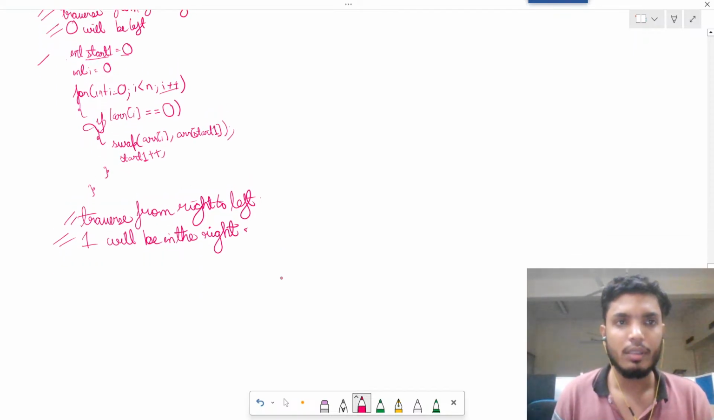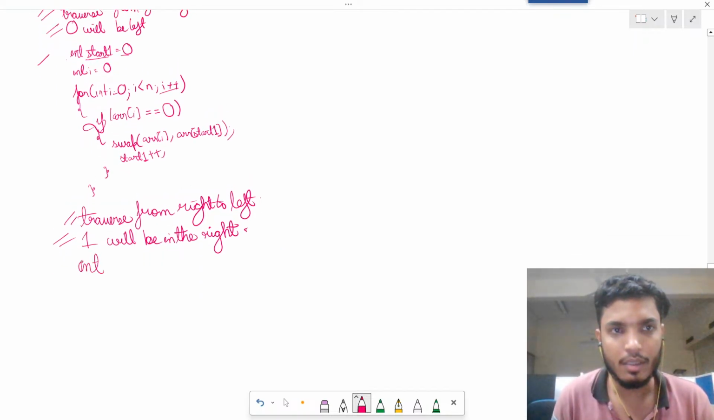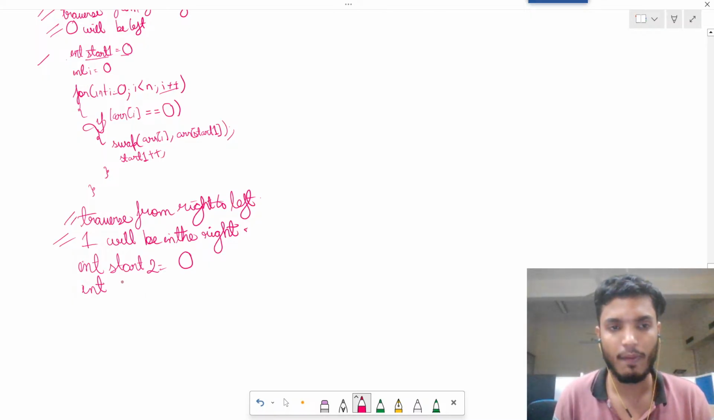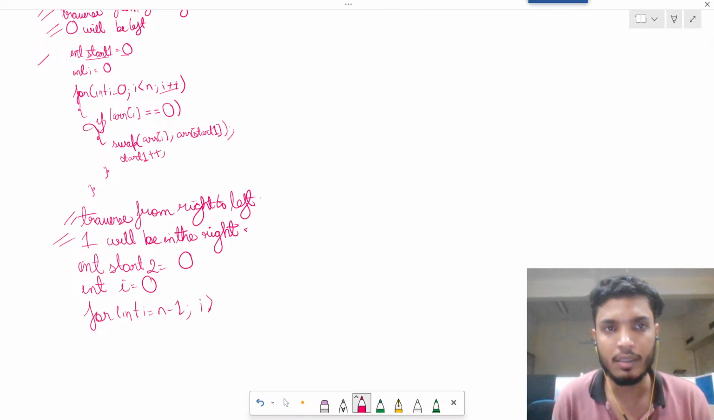So let's again do this. So again what will happen? Int start2 equals to 0, and then I'll move for int i equals to n minus 1, i greater than equals to 0, i minus minus.